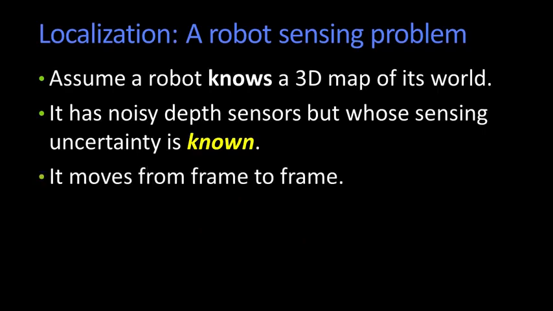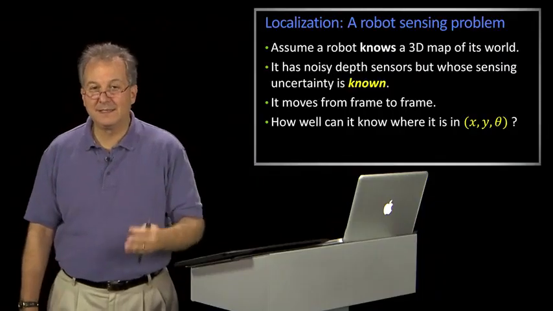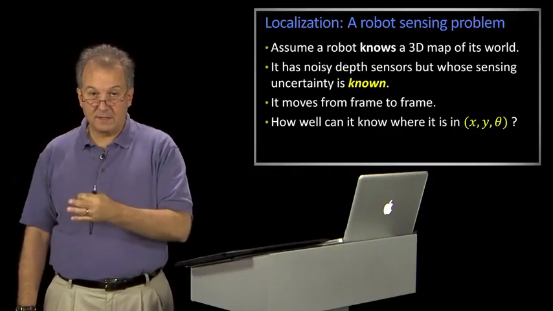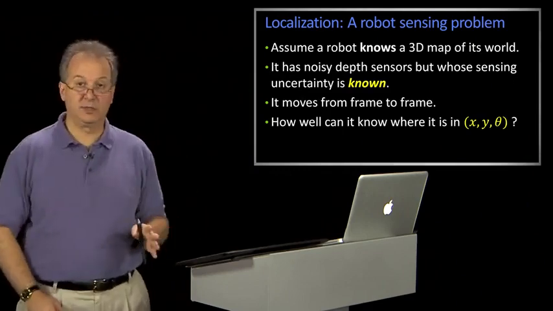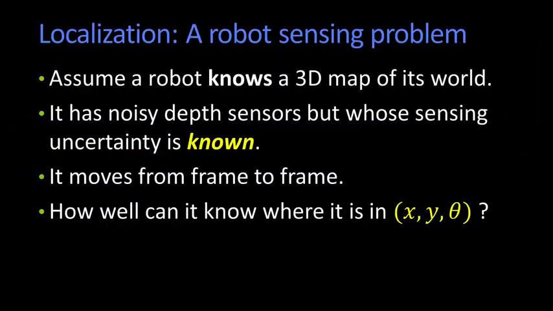It moves between frames, and it takes a set of readings, and then it moves again and takes a set of readings, and it moves again. But the idea is it keeps taking all these readings, and the question is, how well can it know its state? So what is its state? Its state is 3 values, x, y, and theta, its orientation. That's why we're just doing a mobile robot on the ground, 3 dimensions.